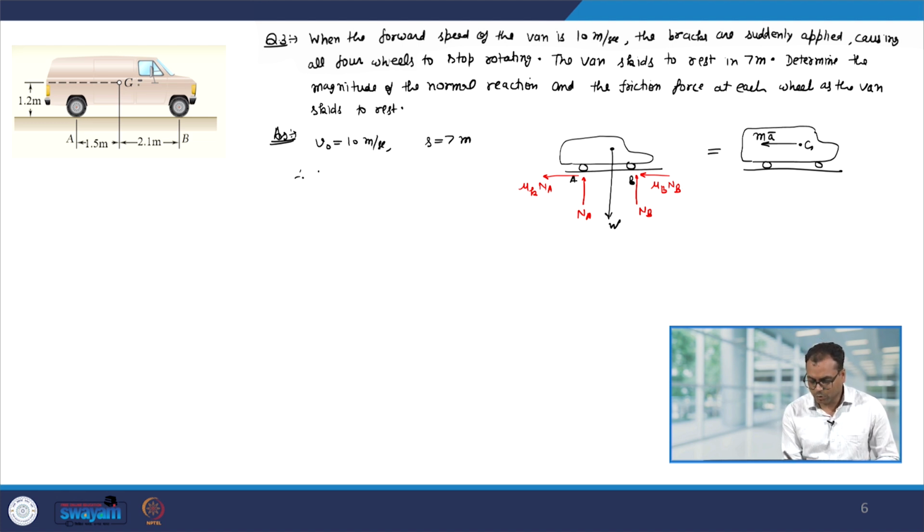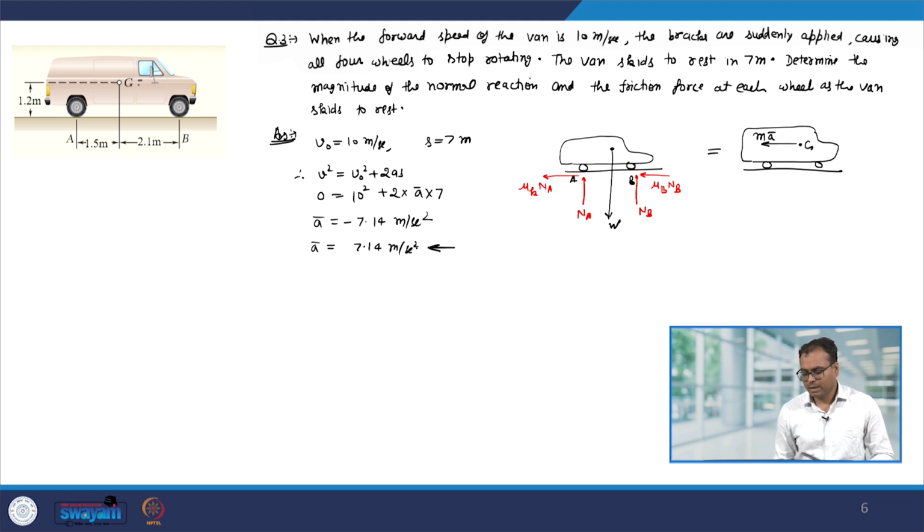So, we can use the deceleration value. V square equal to V naught square plus 2 A S. Final velocity is 0, initially it is moving with a velocity of 10 meter per second. So, 0 equals 10 square plus 2 into A into S. So, that gives you the acceleration A equal to minus 7.14 meter per second square, or the acceleration is 7.14 meter per second square in the opposite direction of the velocity.